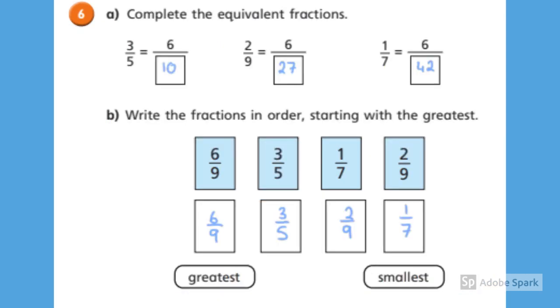So how did you do? Question 6a. Well, 3/5 is 6/10. 2/9 is 6/27, and 1/7 is 6/42. To order the fractions with the greatest, we start with 6/9, 3/5, 2/9, and 1/7.